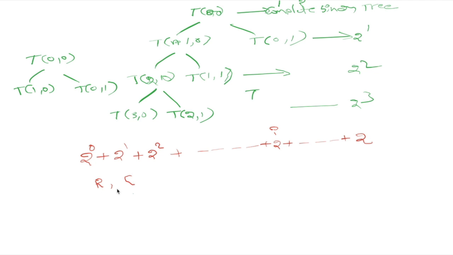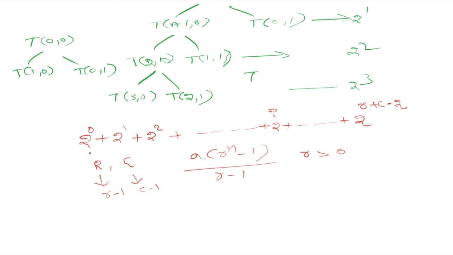So we know that R and C are the rows and columns, so the calls are made till R minus 1 and C minus 1 only. So we will get R plus C. The formula for computing the sum of first n terms in a geometric series is a into r power of n minus 1 by r minus 1, where r is greater than 0. In our case, what is r? r is 2. And what is n? n is R plus C minus 2.